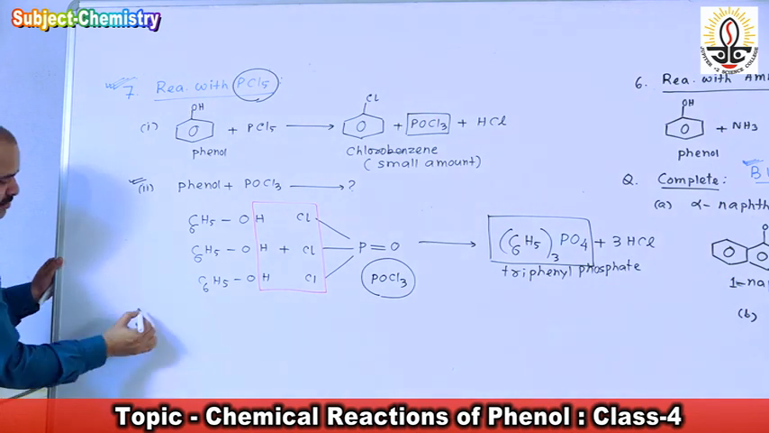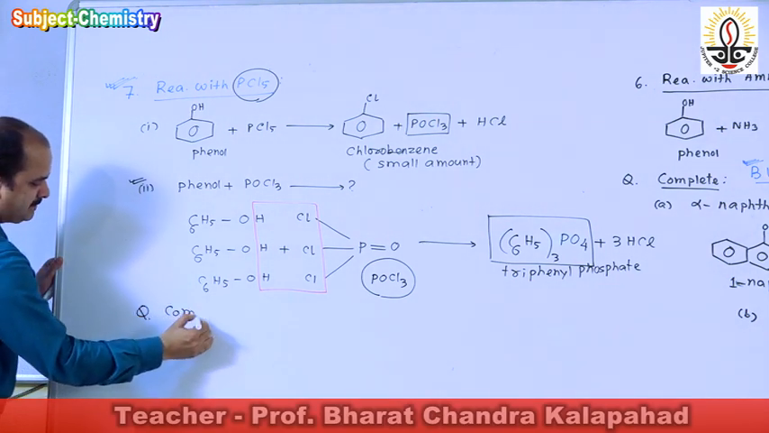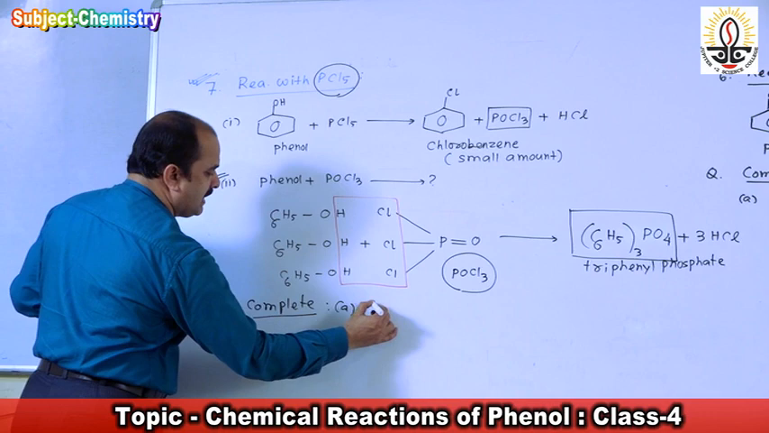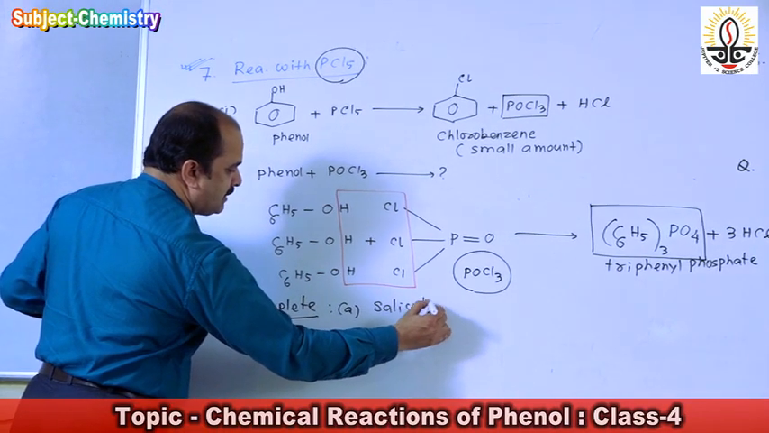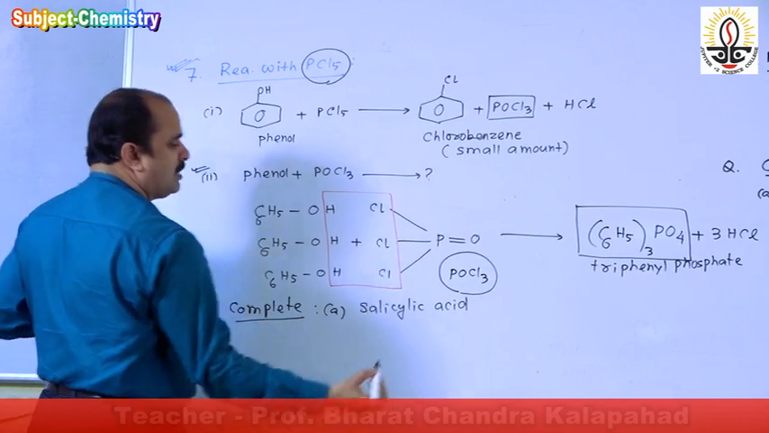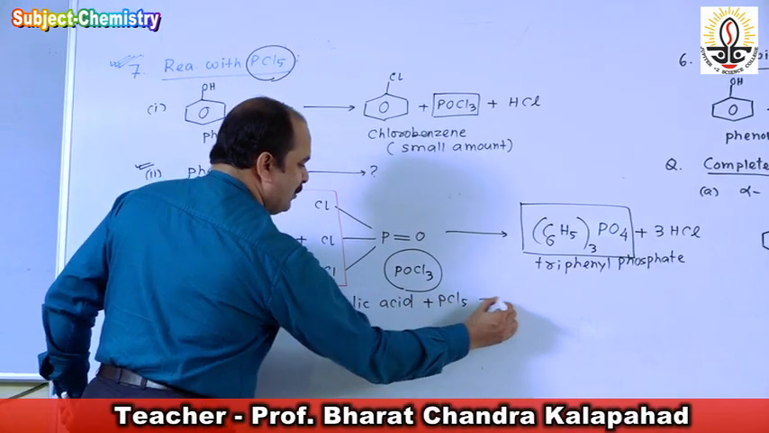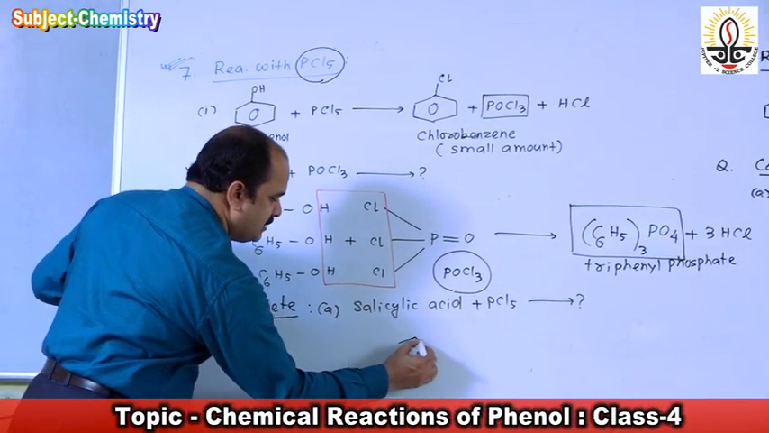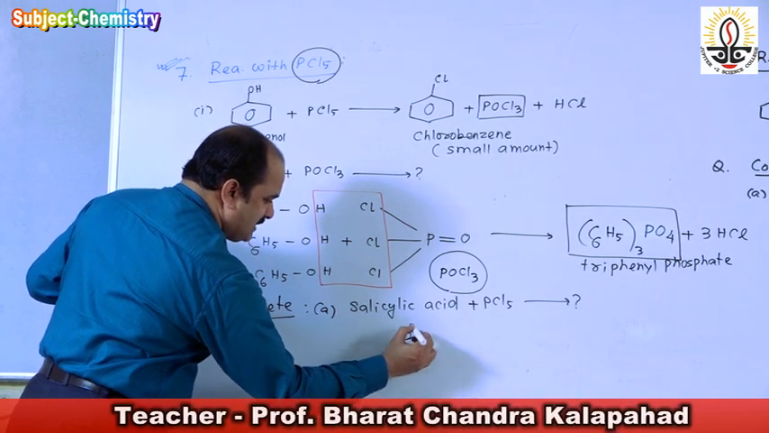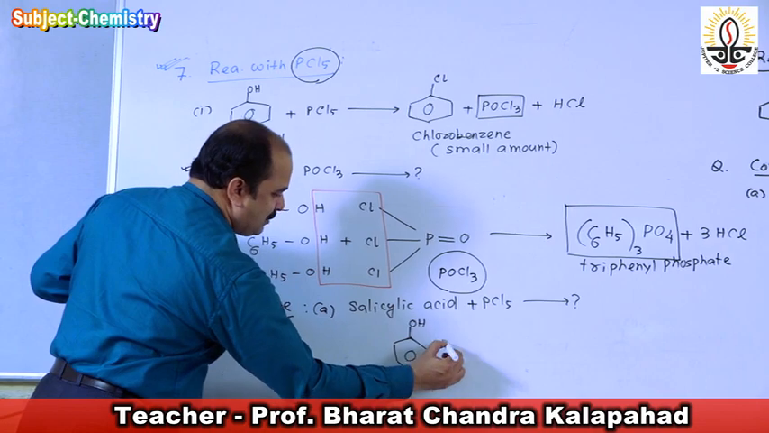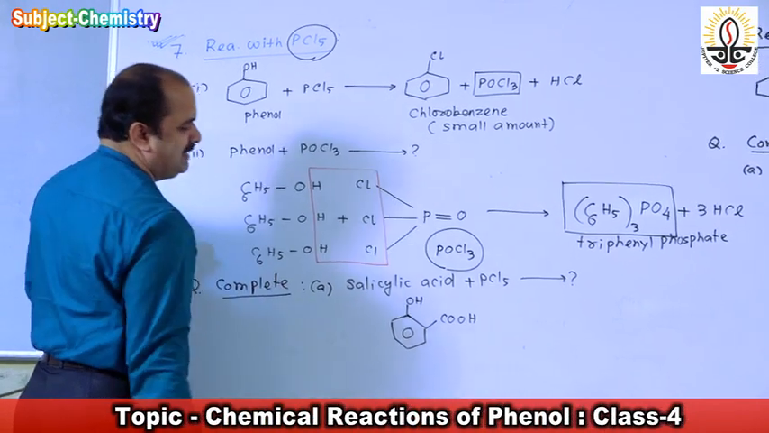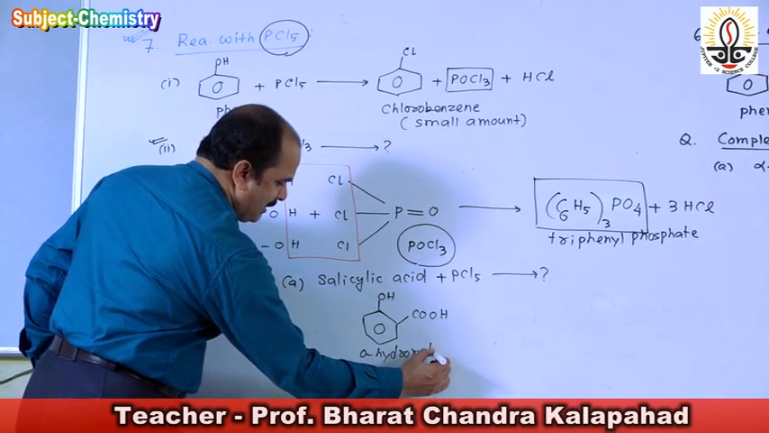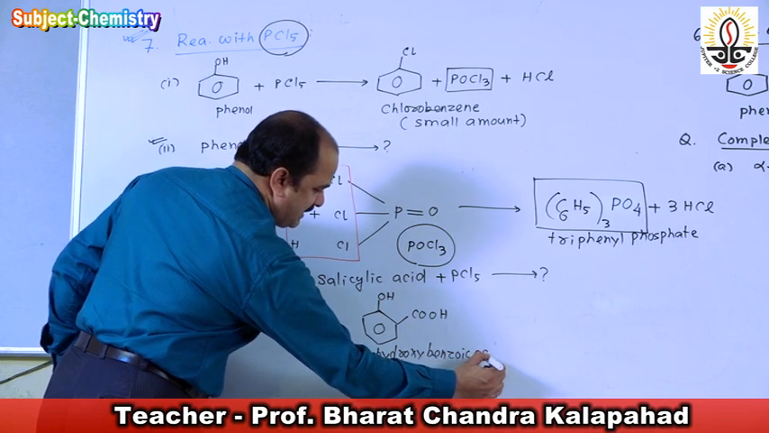So write down the questions, dear students. First question is salicylic acid. What happens when salicylic acid reacts with PCl5? Salicylic acid is orthohydroxy benzoic acid. Orthohydroxy benzoic acid is your salicylic acid.